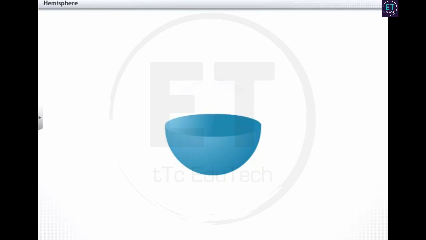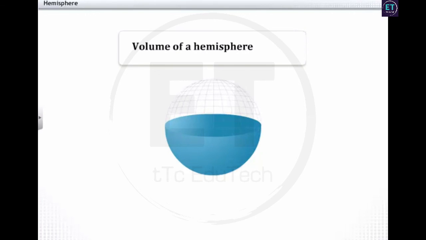Now, let's calculate the volume of the hemisphere. Since the hemisphere is exactly half of the sphere, it follows directly that the volume is half the volume of the sphere, that is 2 by 3 pi r cubed.